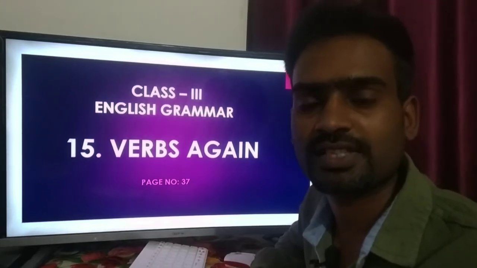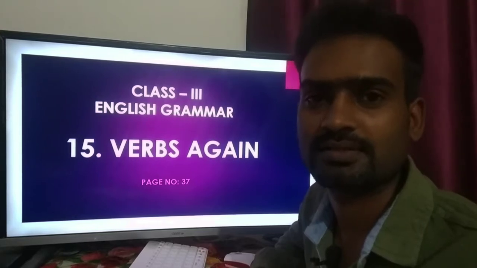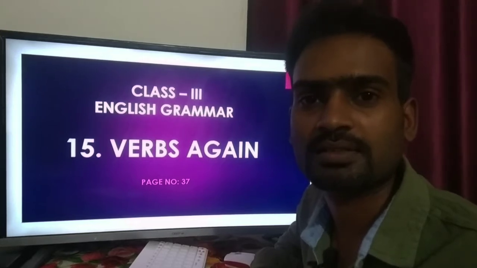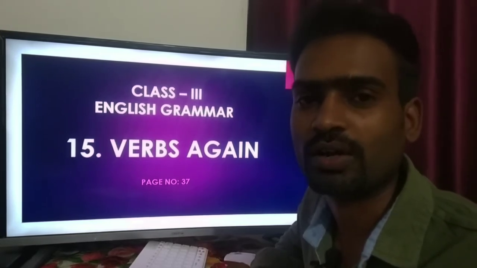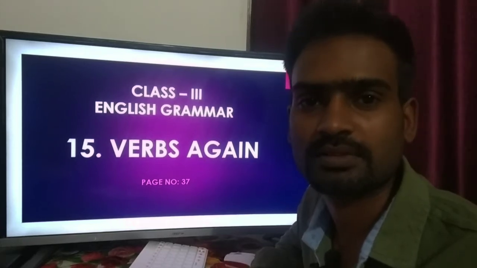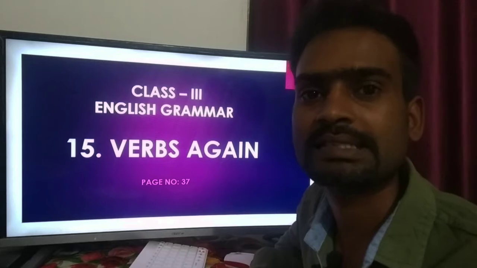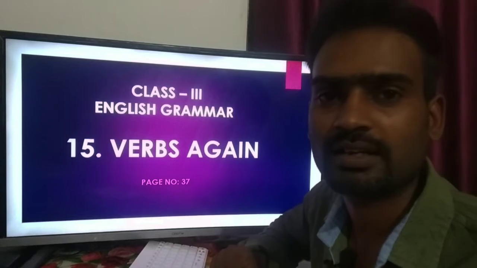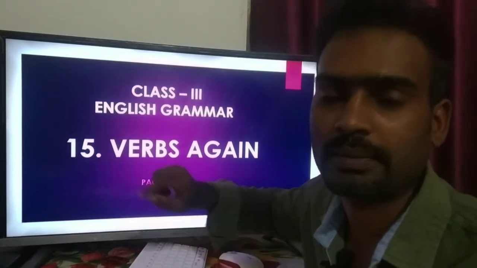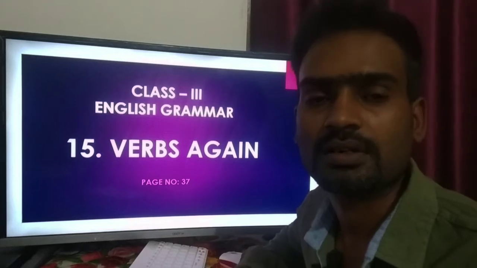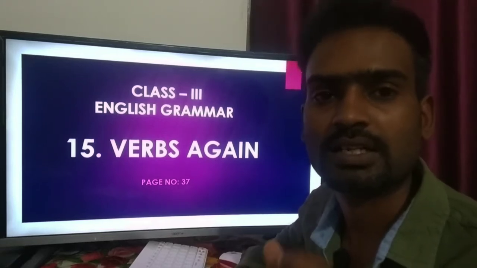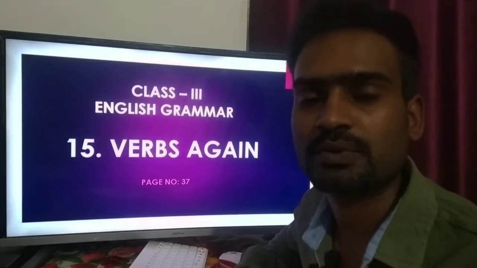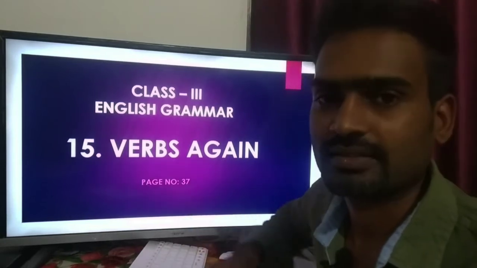In the previous lesson 14, we have learned verbs. So dear children, we know what is the meaning of verbs, right? The meaning of a verb is doing words or action words are called verbs, that we have learned in the previous lesson in deeper. And today we are going to continue the same topic, verbs, with the next lesson 15.